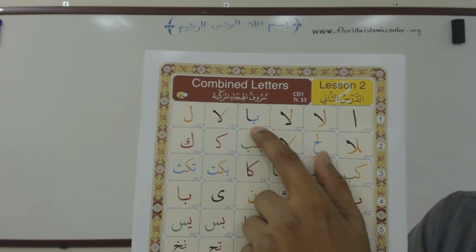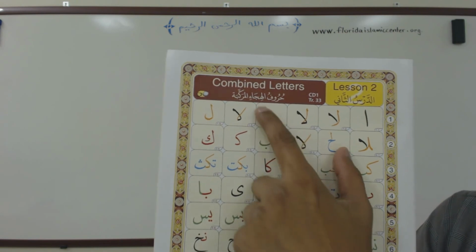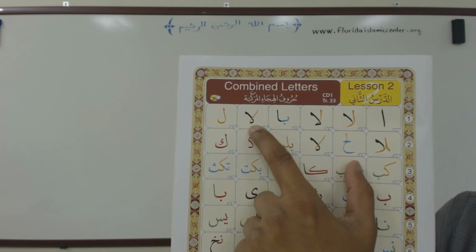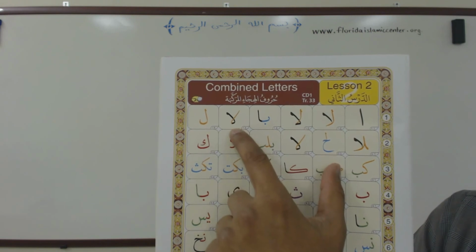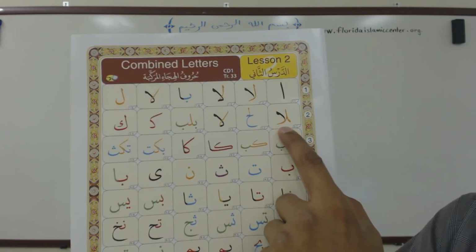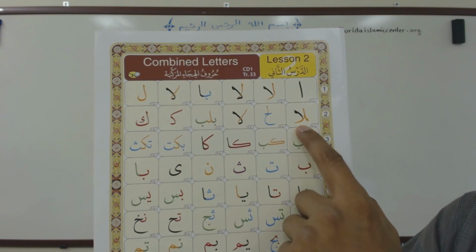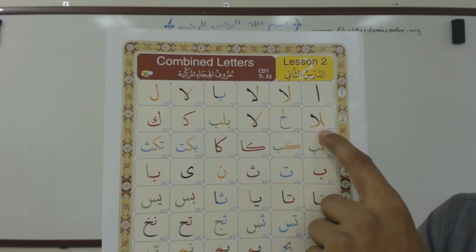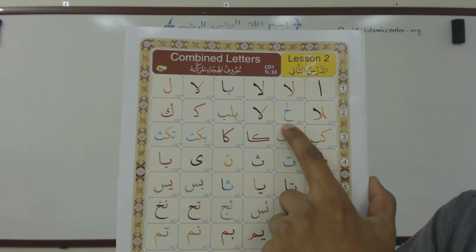Then what letters do you see? There are 2 letters. Ba, alif. Very good. Ba, alif. Next. Lam, alif. Very good. Then next. Lam, alif again. Yes. Then what?